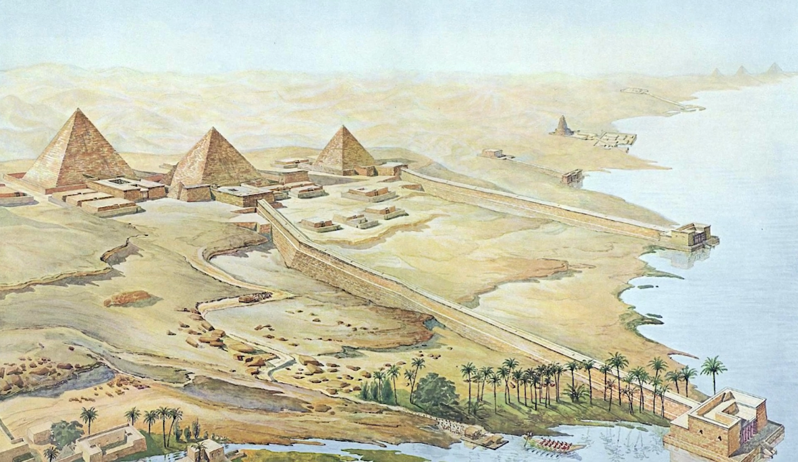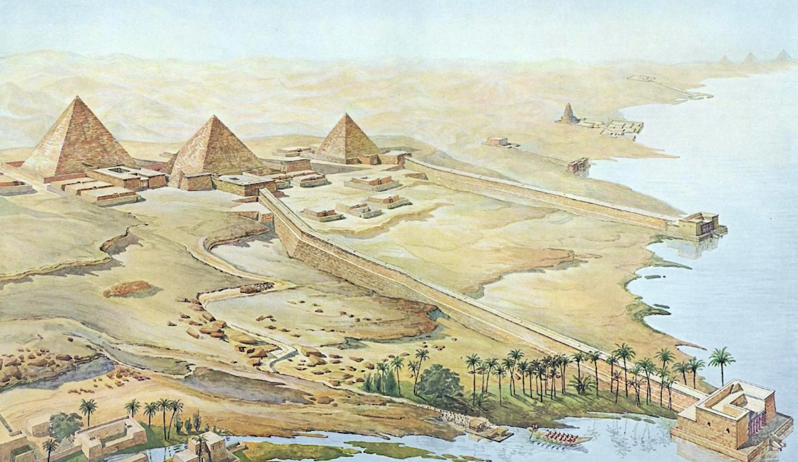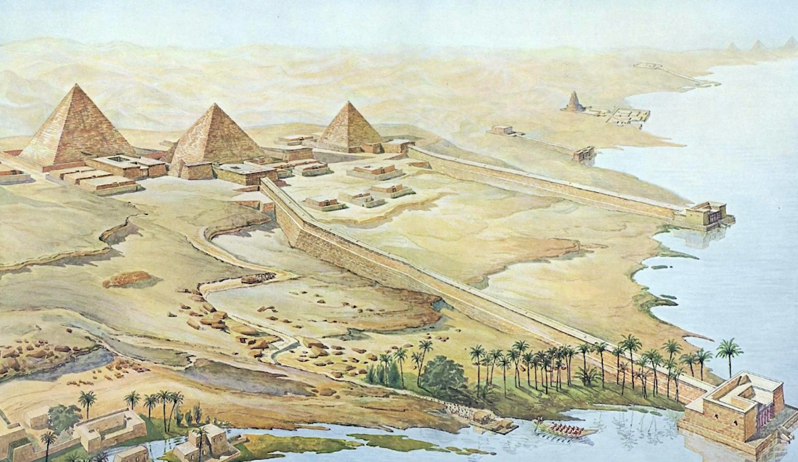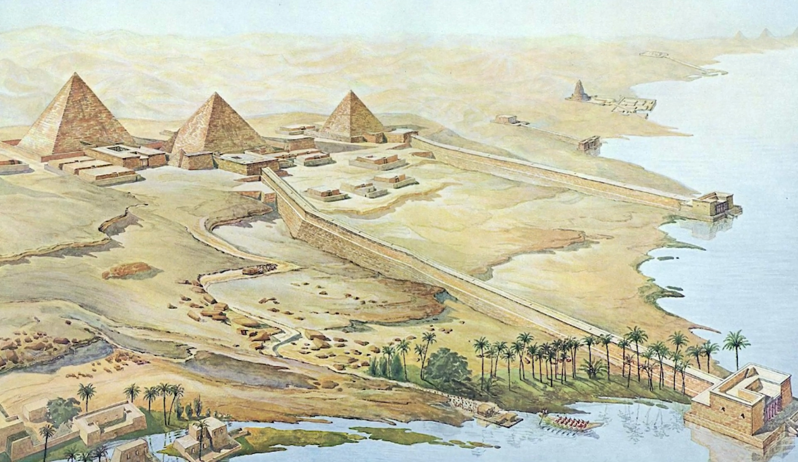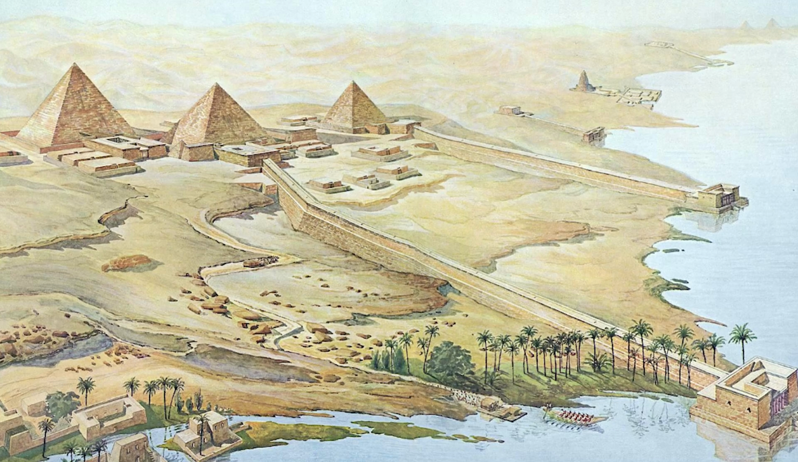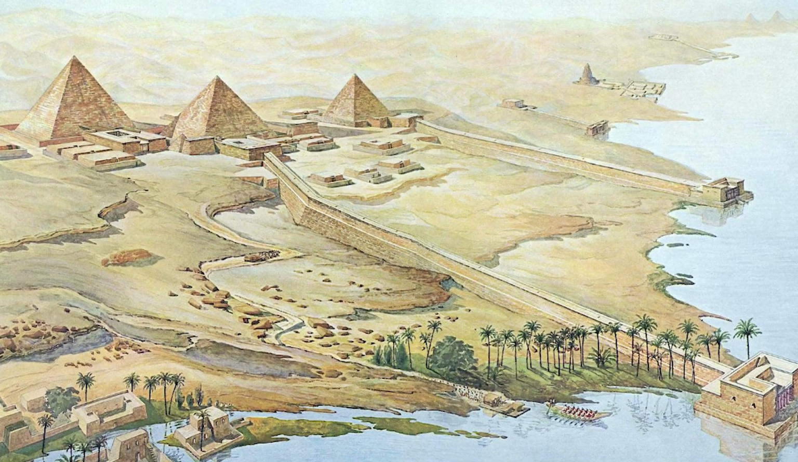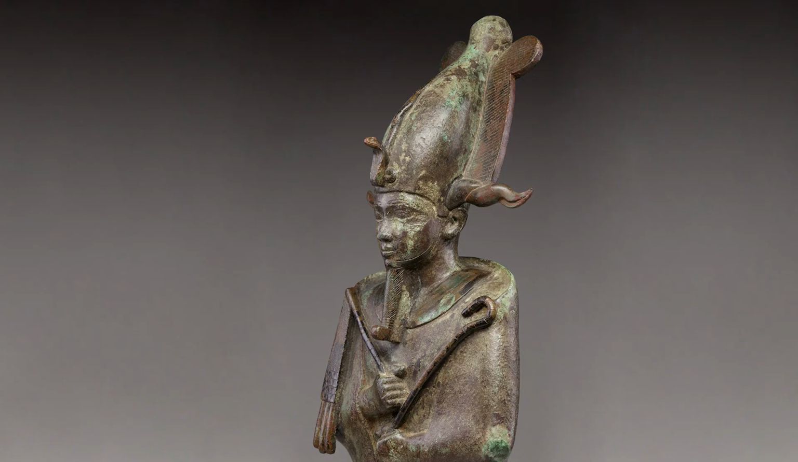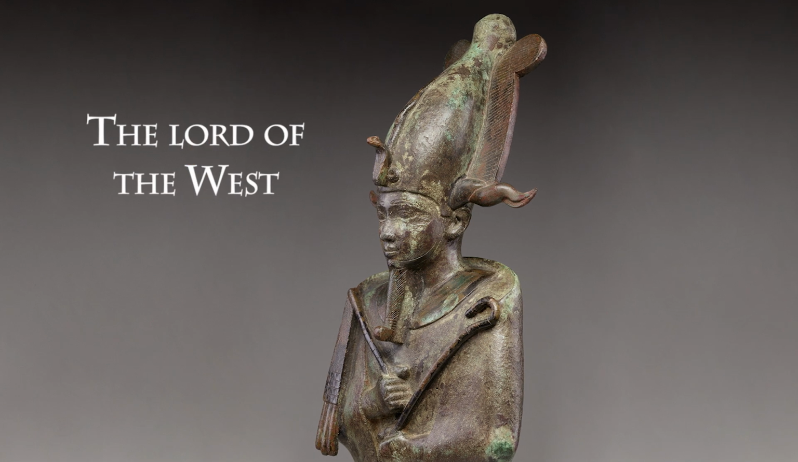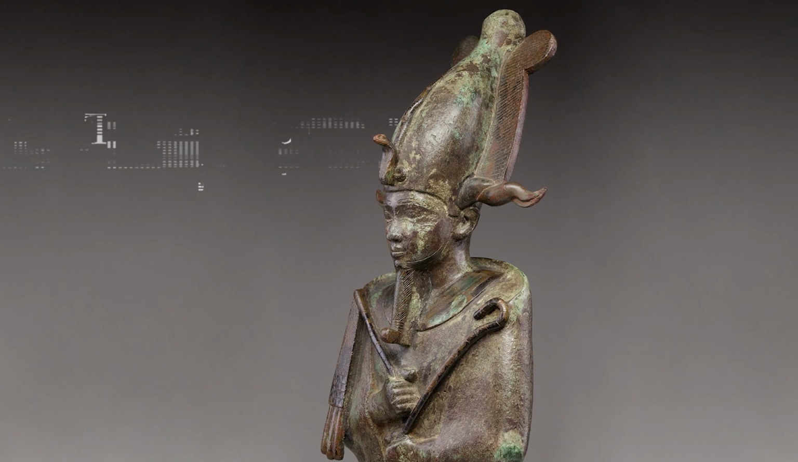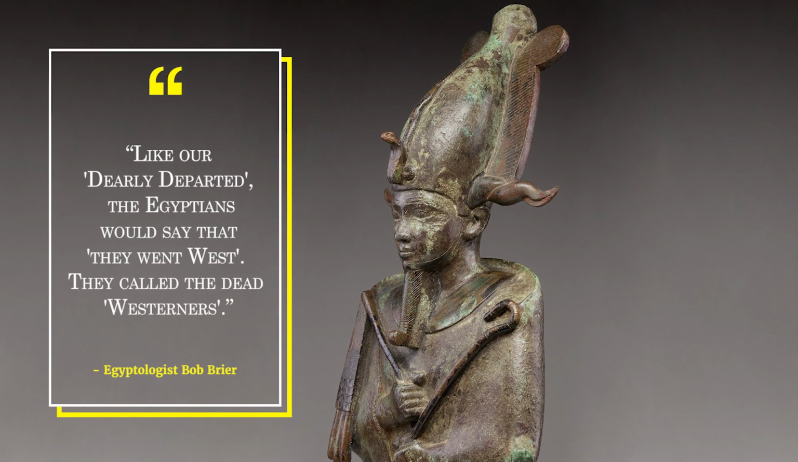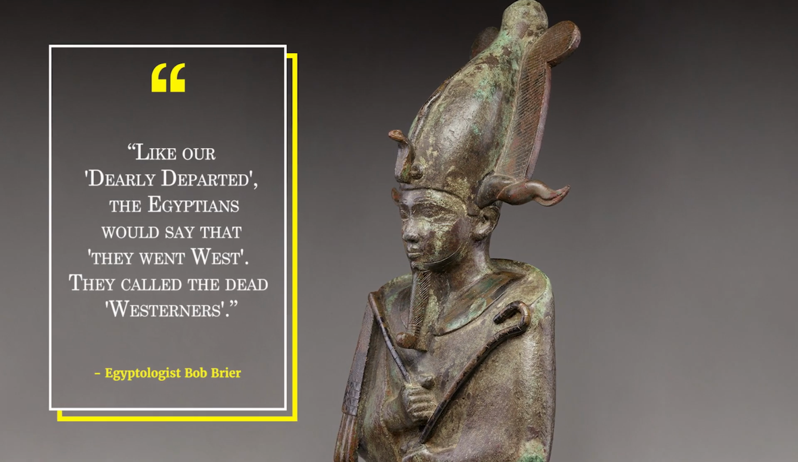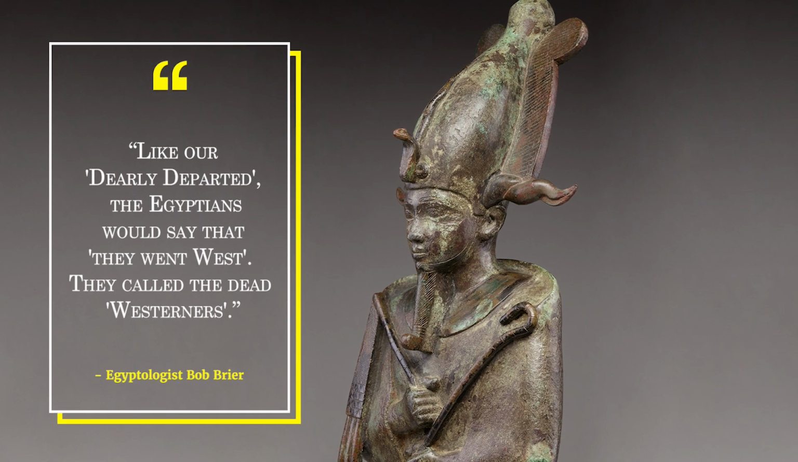The west was always associated with the dead, probably because the sun dies every day in the west and rises again in the east. For this reason, the Egyptians almost always lived on the east bank and buried their dead on the west bank of the Nile. All the Egyptian tombs are located on the west side of the Nile, which is considered the land of the dead. The god of the dead, Osiris, is called the Lord of the West. Egyptologist Bob Brier states, "Like our dearly departed, the Egyptians would say that they went west. They called the dead Westerners."